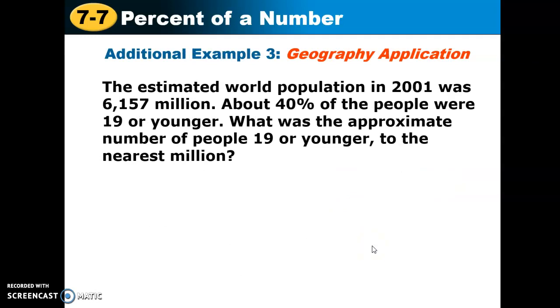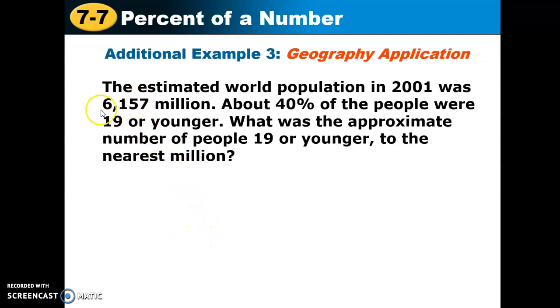Okay, we're going to do a quick word problem here. Write down the keywords for your notes. All right. So it says the estimated world population in 2001, gosh, that was 20 years ago, was 6,157 million, which means actually 6.1 billion, but we'll talk about that later. About 40% of the people were 19 or younger. What is the approximate number of people 19 or younger to the nearest million?